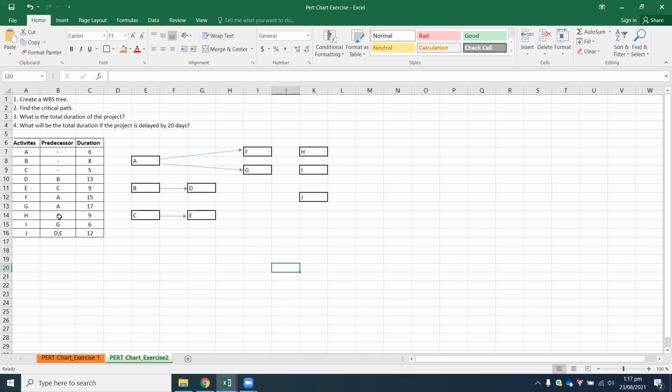Next up, you have activity H. So the predecessor is F. So I'll just copy this and paste it out. Moreover, you have activity I. The predecessor is G. After that, you have activity J, and the predecessor is D and E together. So it will be something like this.